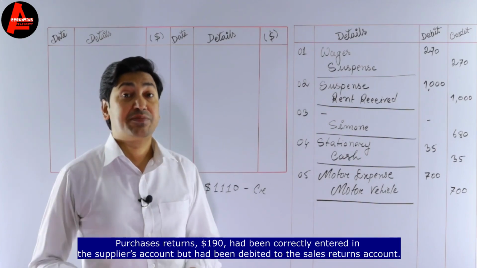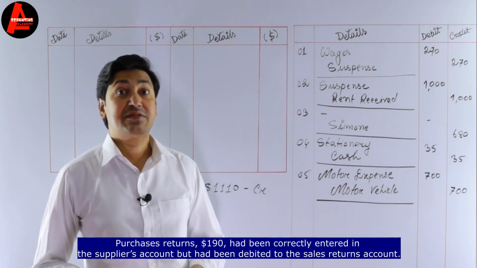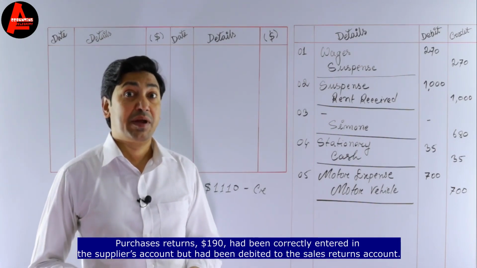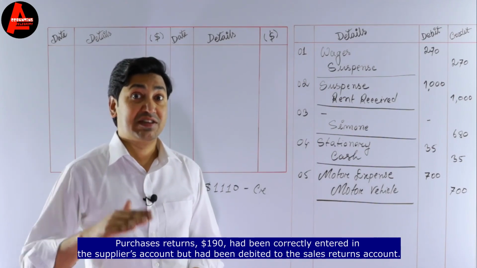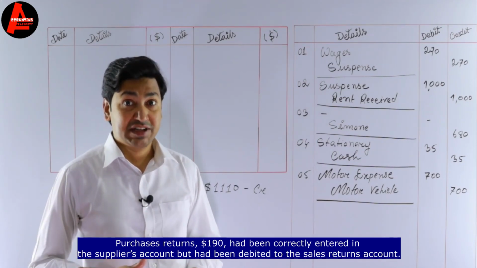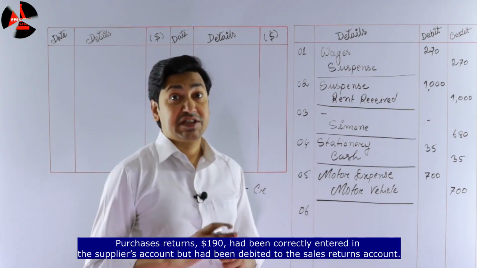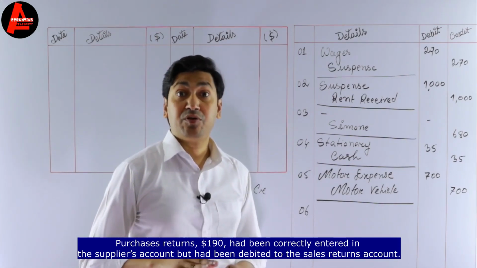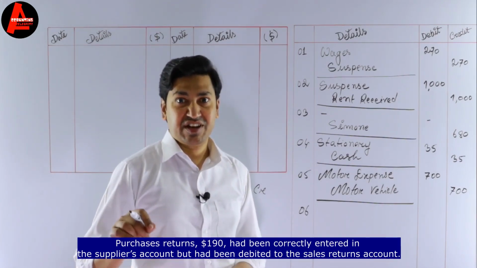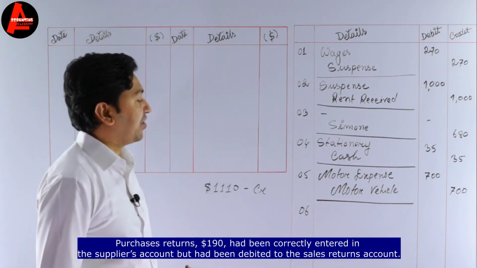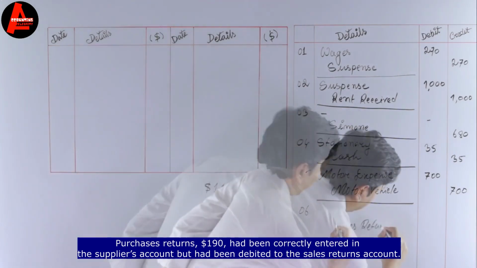When this purchase return is recorded as sales return, what happened? Sales return is increased. Now we have to decrease the sales return. To decrease the sales return, what to do? We have to credit the sales return account. So let us write here sales return.